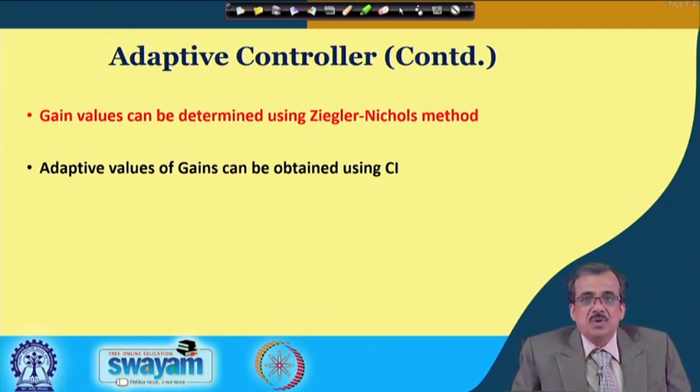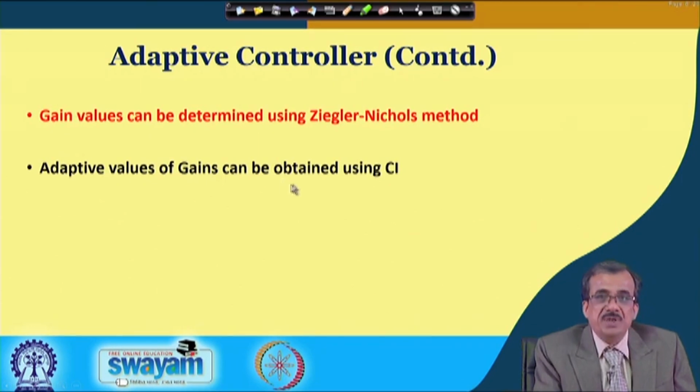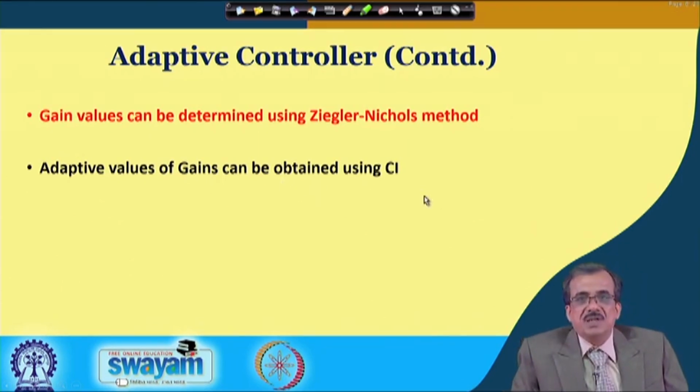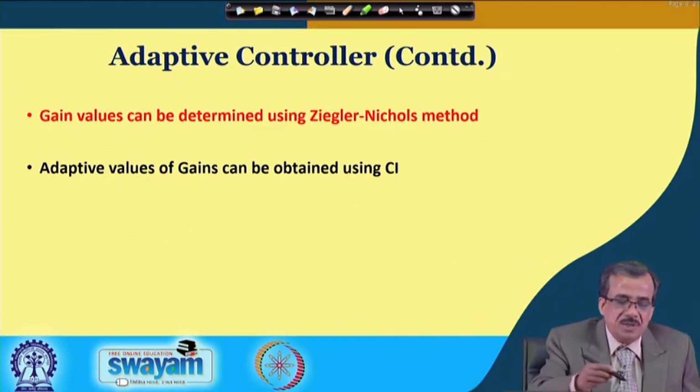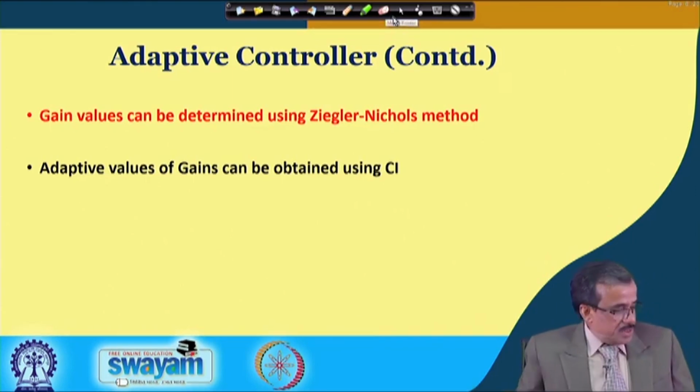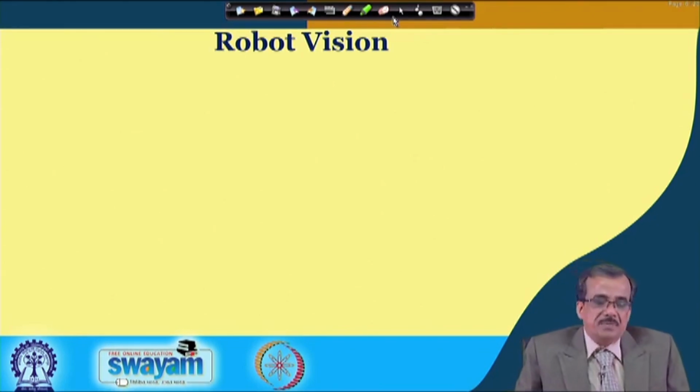Now, if you want to go for adaptive values for this particular gain, what you will have to do is go for some sort of tuning using computational intelligence, that is CI, or you can develop some sort of adaptive controller using either fuzzy logic or neural networks. So, this is the way we can design and develop the adaptive controller for the robot.